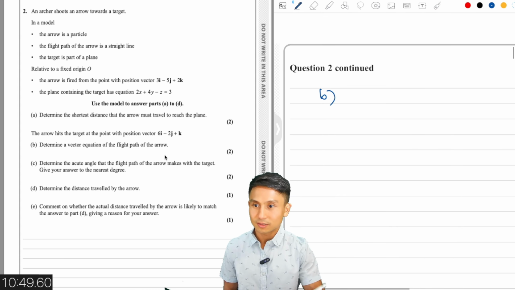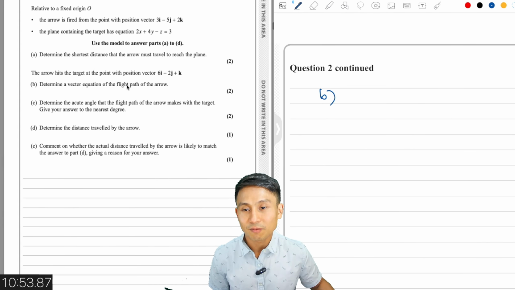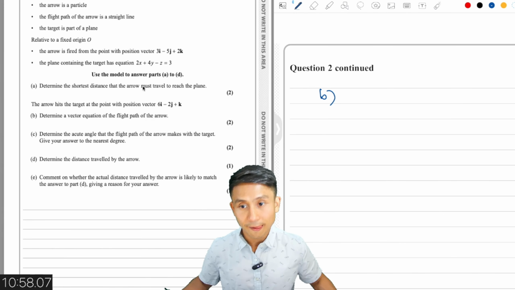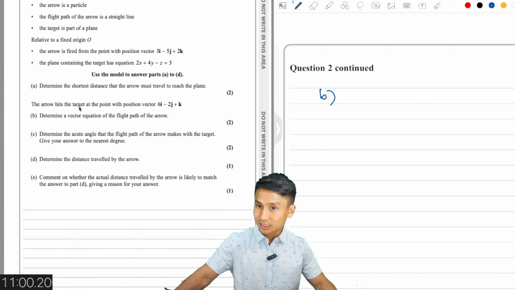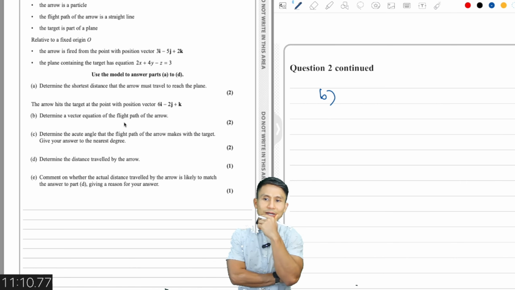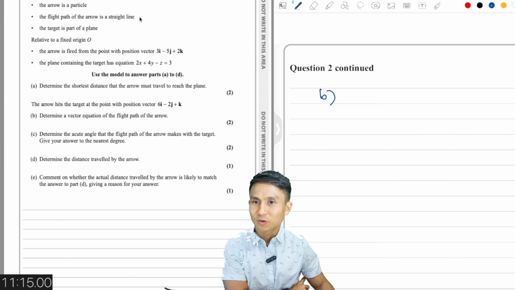Okay, part B. Let's move on. The arrow hits the target at a point with position vector... So this position vector must be on the plane, basically. Determine a vector equation of the flight path of the arrow. So we are assuming that it's a straight line. Otherwise, that wouldn't make sense. The flight path of the arrow is a straight line.